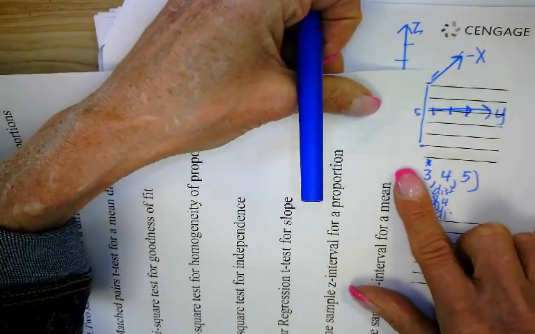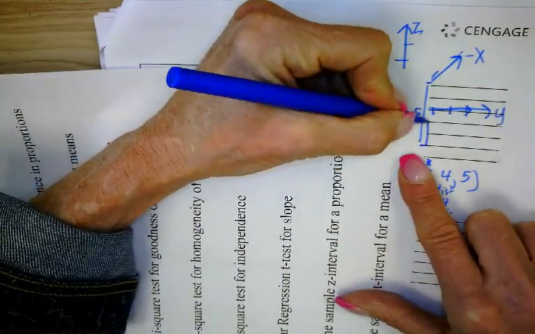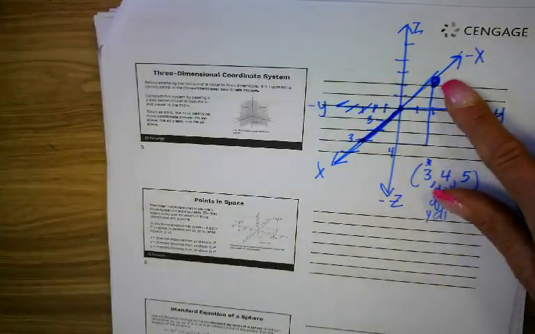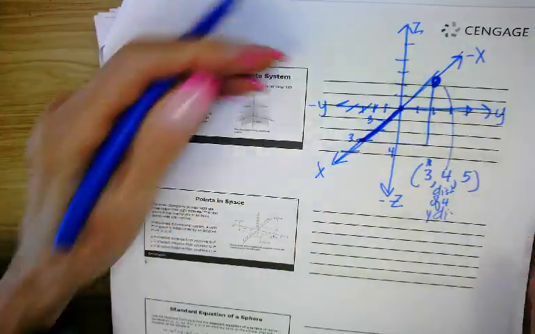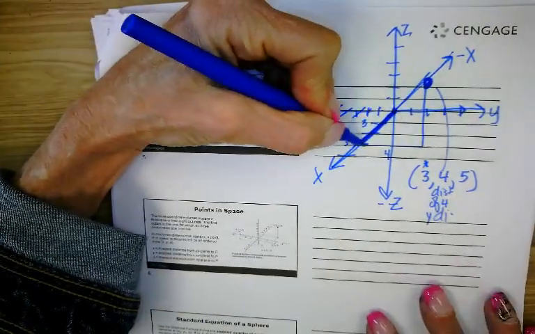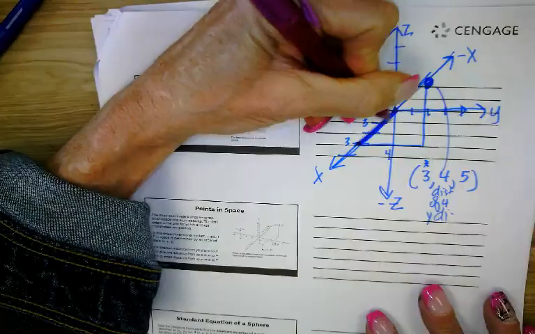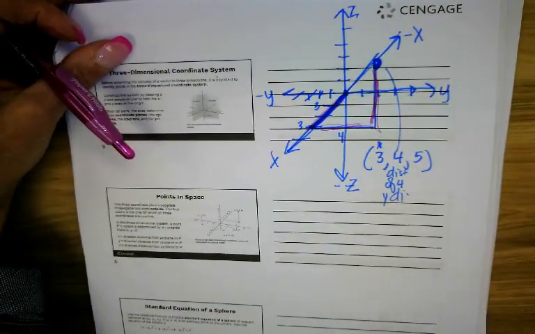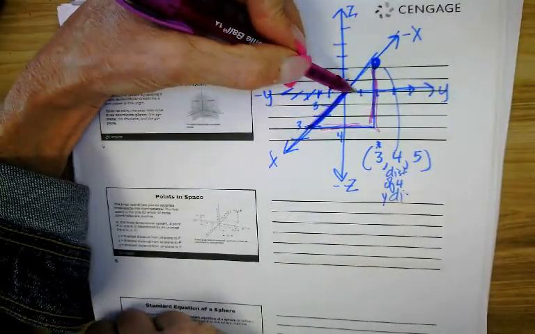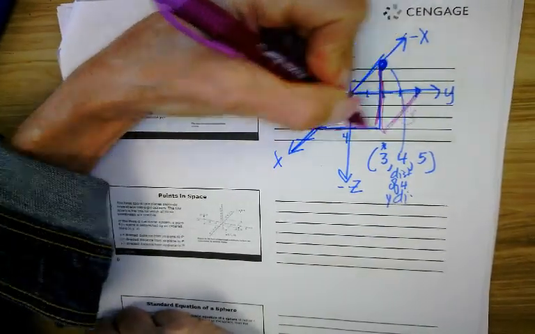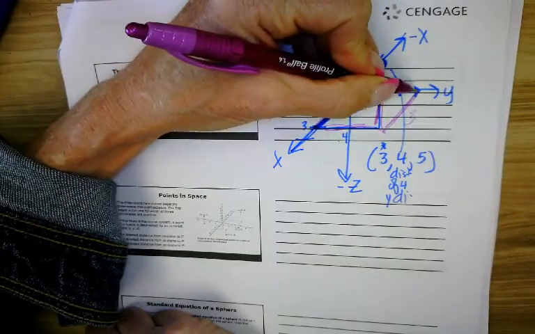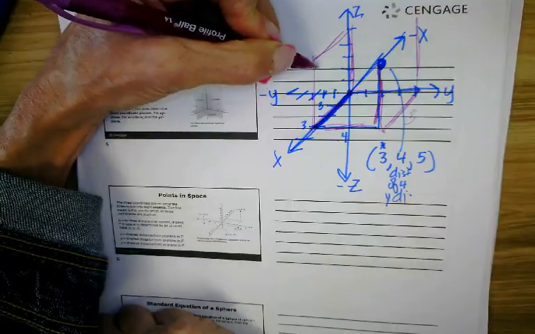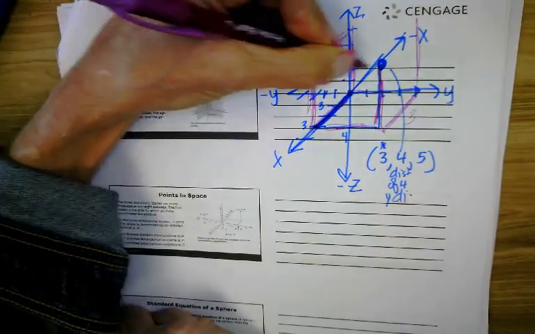And it looks weird, but that point actually would create a box. So if I went 3, 4, and then up 5, with that one dot, I can create a box. But you're not graphing things in 3D or anything like that.